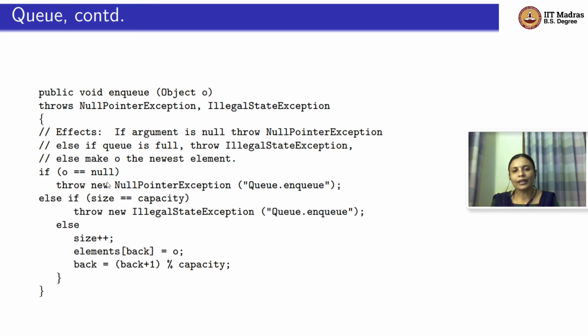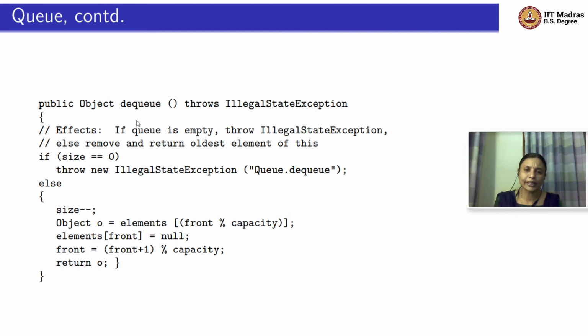If O is null, then you throw a null pointer exception. If the size of the queue has already reached the capacity of the queue, then you throw an illegal state exception. Otherwise, increase the size by 1, size plus plus, and then you push the element in the right place and increase the capacity. Similarly, for the method dequeue, if the queue is empty, then I can't dequeue, so it will throw an illegal state exception. Otherwise, it will remove and return the oldest element of the queue. So if size is 0, then throw an illegal state exception. Otherwise, decrease the size, take the element in the front, reduce the capacity, and return.